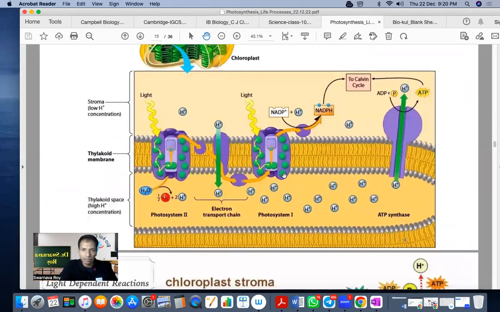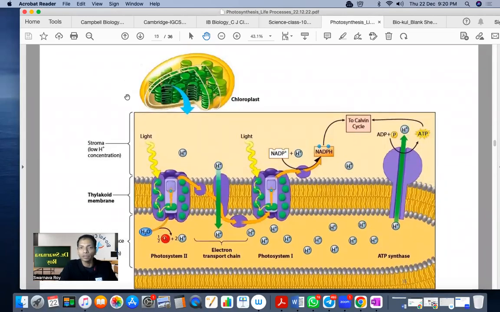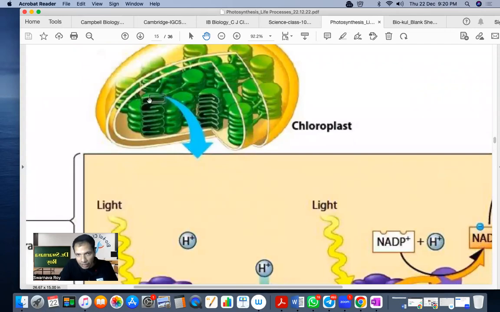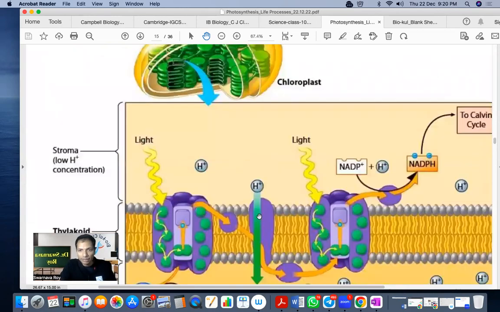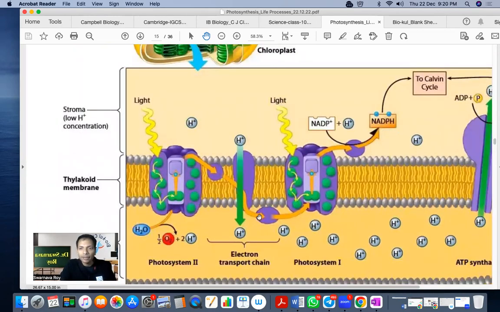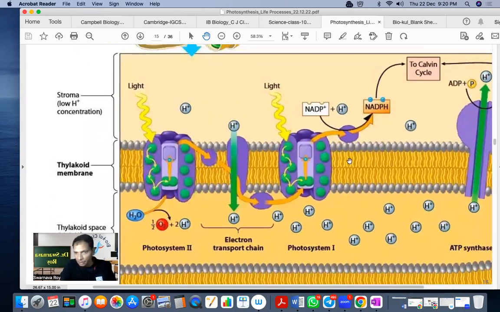So this is basically a picture of the chloroplast at the top, and now we are magnifying a small section from the thylakoid membrane. When you zoom in, this is exactly how it looks. This is the thylakoid membrane, again a phospholipid bilayer, and we have these embedded membrane proteins, which we call integral membrane proteins. This is photosystem 2 and this is photosystem 1.